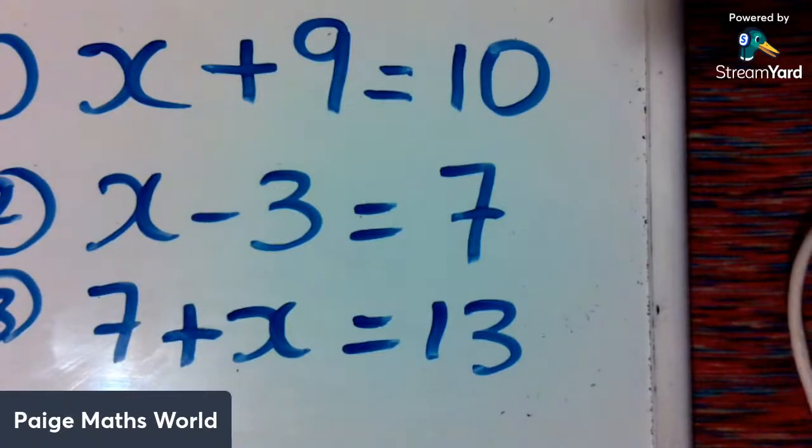So those 3: x plus 9 is equal to 10, what is x? x minus 3 is equal to 7, what is x? And 7 plus x is equal to 13, what is x? I see Sushi with her answer for the first one, and Tammy. For the second one, I see Sushi with hers, and for the third as well. Sushi's moving really quick on this one.